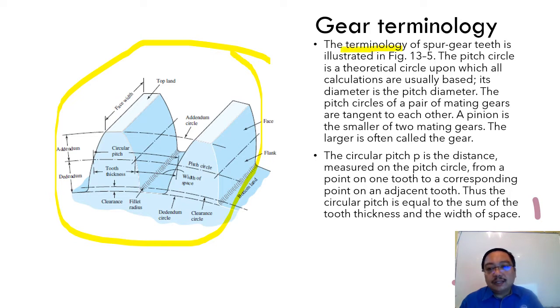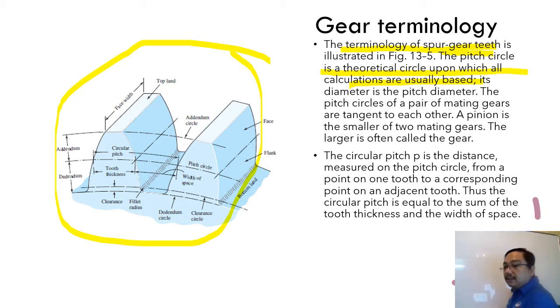Terminology of spur gear teeth is illustrated in figure 13.5. This is figure 13.5. The pitch circle is the theoretical circle upon which all the calculations are based. Let's say this is a cylinder. This is a circle. Let me sketch. Okay, this is a base circle.